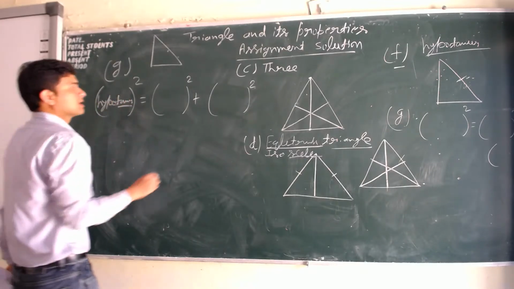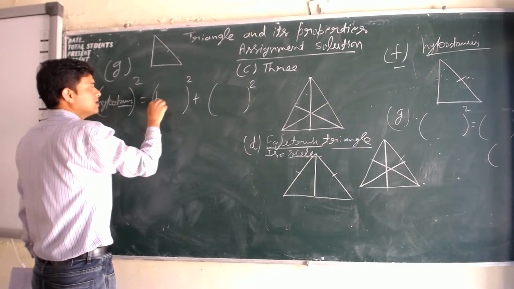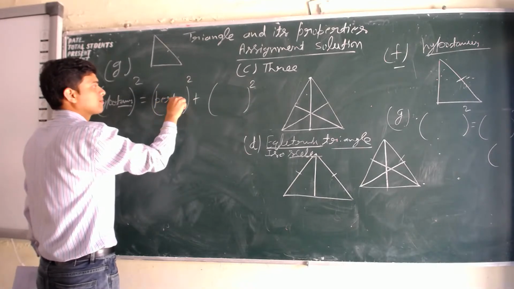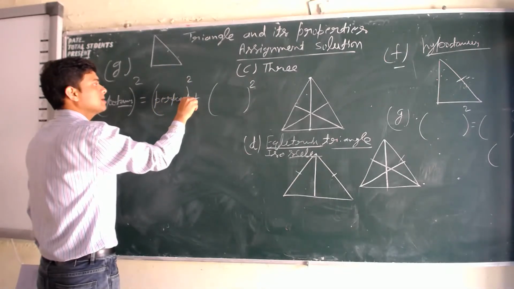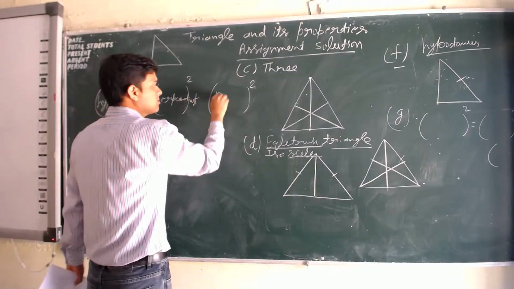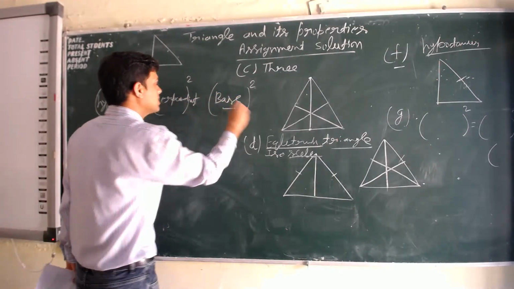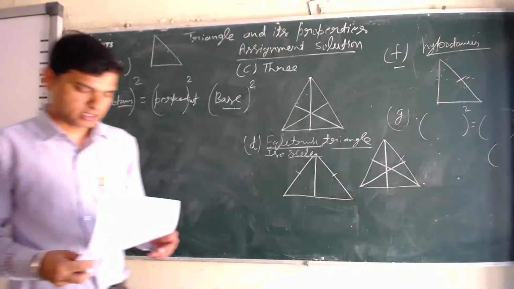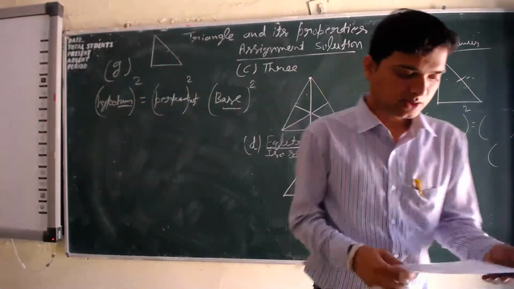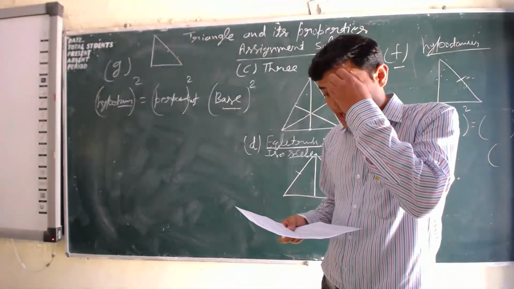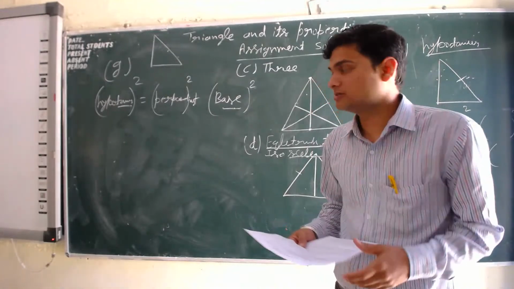Okay, यहाँ पर आप लिख सकते हो perpendicular. ओके, और यहाँ पर आप लिख सकते हो base. Okay, this is the form of this. Okay, next one, state angle sum property of the triangle.